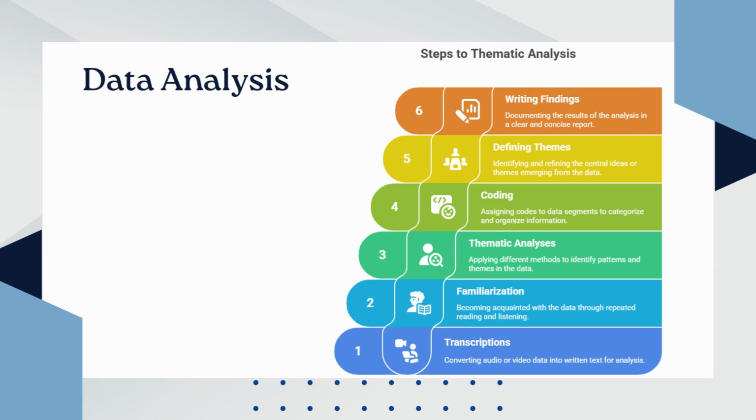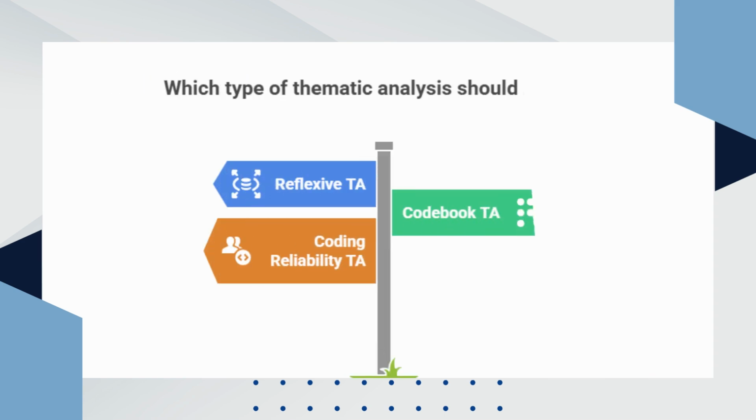And to build them, we move step by step, starting with transcription, moving to familiarization, then coding, and finally pulling everything together into meaningful themes. Before we even begin coding, it's important to know what kind of thematic analysis we are using, because the approach you choose will shape how you read, interpret, and organize your data. There are 3 major approaches: reflexive thematic analysis, codebook thematic analysis, and coding reliability thematic analysis. Each has its own philosophy and purpose.